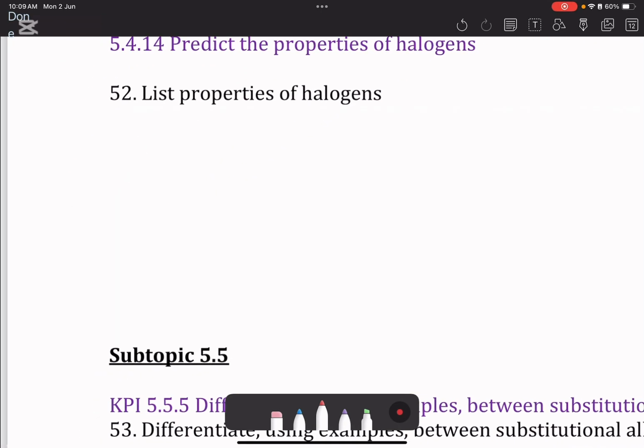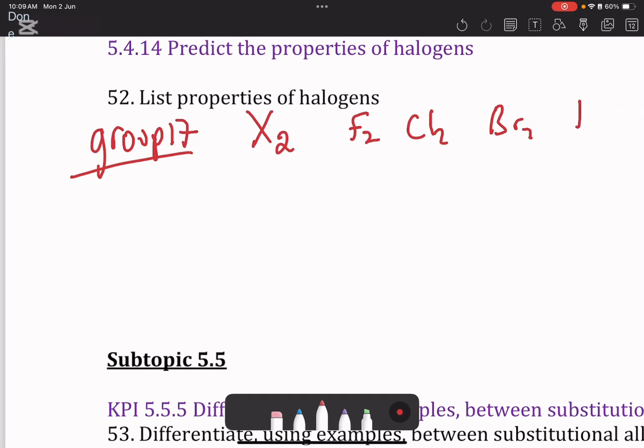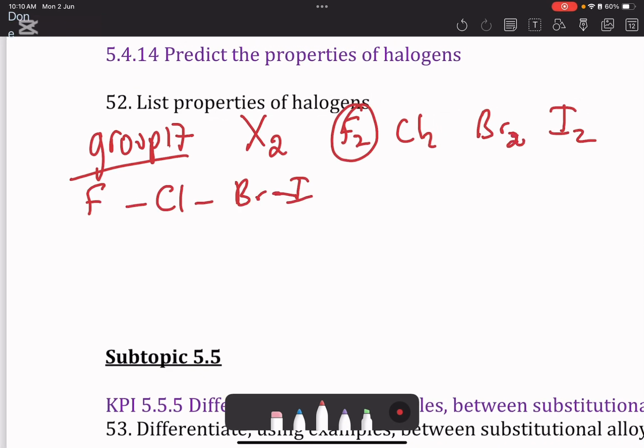List the properties of halogens. Halogens are the elements of group 17. They form diatomic molecules: F2, Cl2, Br2, I2. F2 is known as the most electronegative of the periodic table. So they are all electronegative, but F has the highest. I don't want to get you confused between the diatomic molecules. In the diatomic molecules, we do not discuss electronegativity. We discuss the electronegativity of atoms. So F has the highest electronegativity in the periodic table.